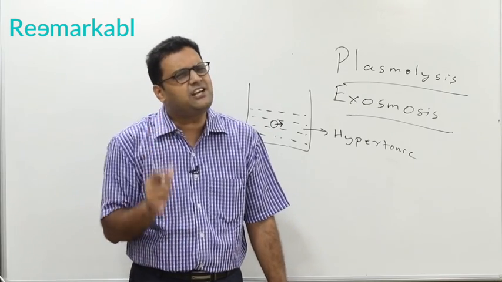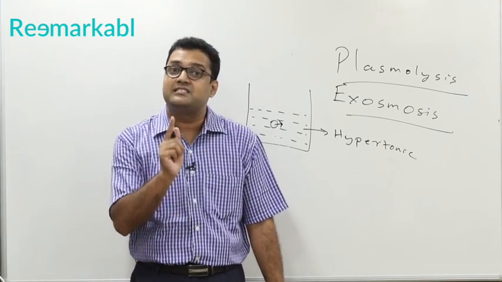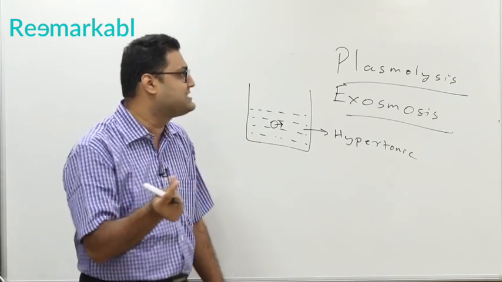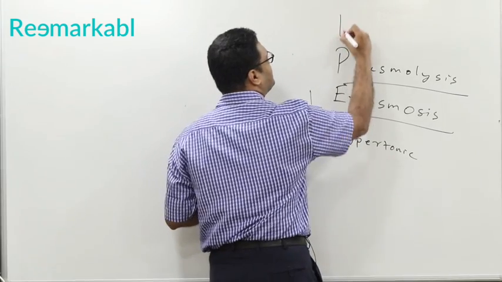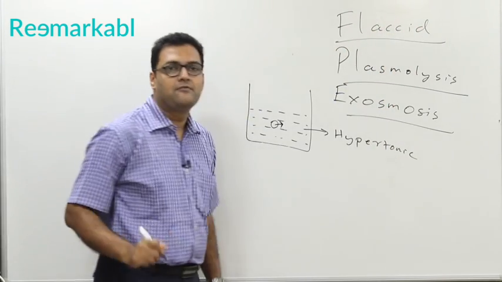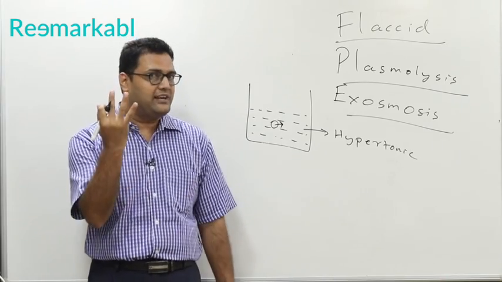But what is the state of the cell when it is shrunken? The state of the cell when it has got very less water, it is in a shrunken state. Such a state of the cell is called flaccid. Children, I told you three things.